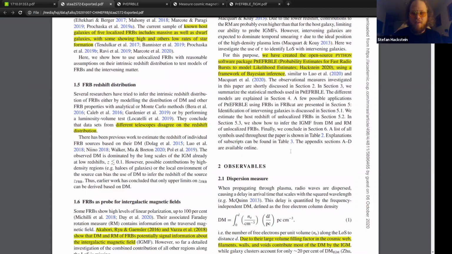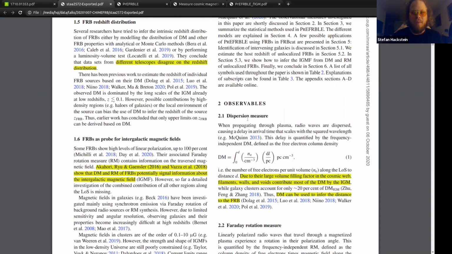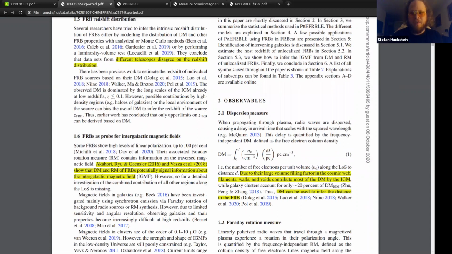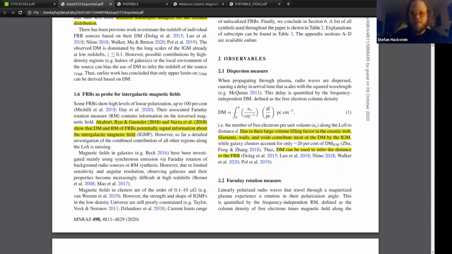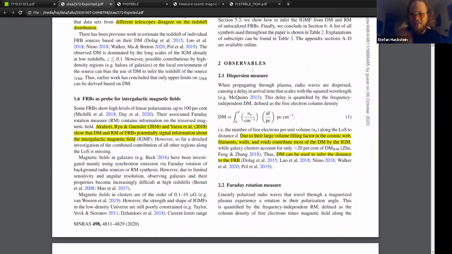So as I said, for now we are looking at the propagation-dependent measures. So we are looking at the dispersion measure. I don't need to explain this to all of you, as you are all experts in fast radio bursts, and this is the key observable of all of them. The dispersion measure is pretty much dominated by the large scales in the low density universe. So basically it gives us a rather good information about the distance of an individual fast radio burst.